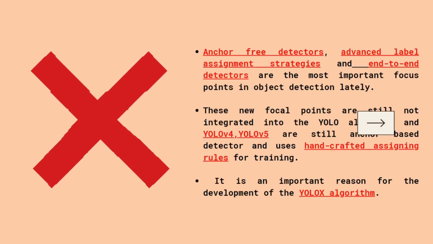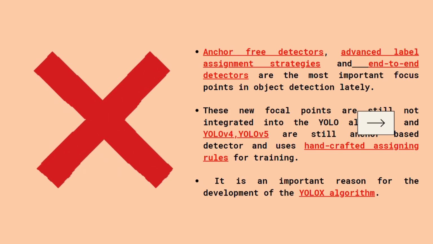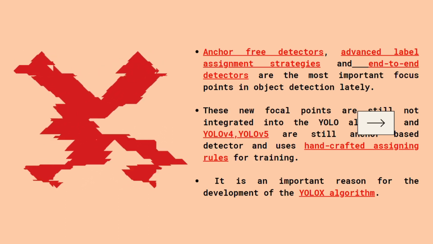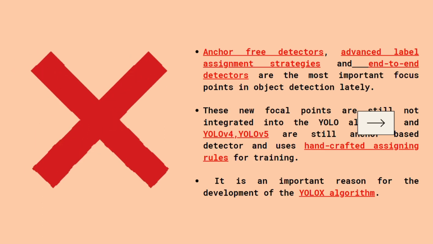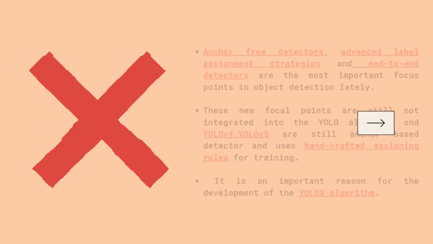So anchor-free detectors, advanced label assignment strategies, and end-to-end detectors are the most important focus points in object detection lately. And these new focal points are still not integrated into YOLO, and YOLO v4 and YOLO v5 are still anchor-based detectors and use handcrafted assigning rules for training. It is an important reason for the development of the YOLOX algorithm.